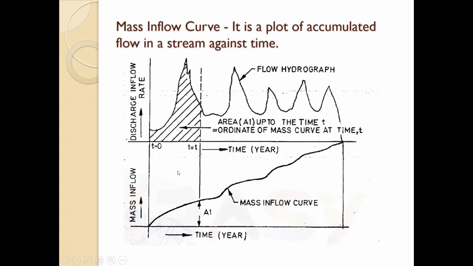As you can see over here, this area A1 up to time t, where this is 0 and this is t, equals the ordinate of the mass curve at time t. This is the time t over here, and A1 is the area under this curve. As we progress, all the data keeps getting added, so the curve never goes downward, it is always growing up.